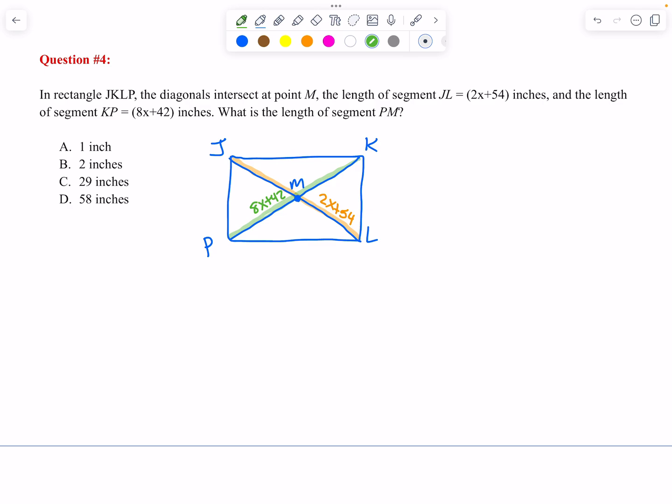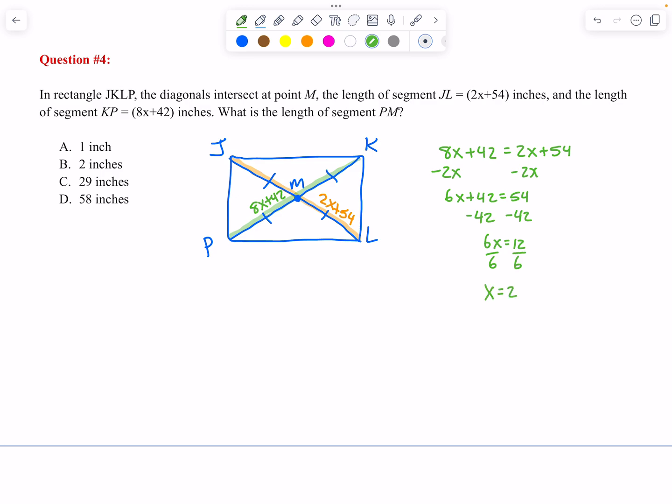And in a rectangle, we actually know that the diagonals bisect each other and they are congruent. So all 4 of these pieces right here would all be congruent to one another. But then the whole diagonal would also be congruent to the other entire diagonal. So let's set up 8x plus 42 would be equal to 2x plus 54. Let's subtract 2x. So we get 6x plus 42 equals 54. Subtract 42, so 6x will equal 12. And divide by 6, so x will equal 2.